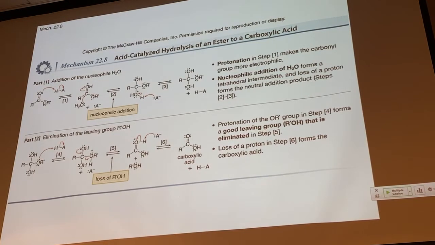And we use excess water to drive it. So we're going to protonate the carbonyl oxygen, water attacks, deprotonate the positively charged oxygen with our conjugate base, giving us this tetrahedral intermediate. Now you can protonate any of the three oxygens of that tetrahedral intermediate, but protonating the alkoxy oxygen is the one that allows us to go forward, eliminating out our alcohol, and then regenerating our acid in the final step. Okay?